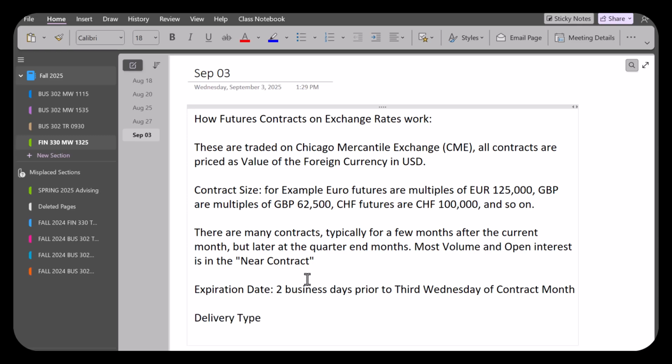Delivery type. Certain contracts are non-deliverable. Basically, profits or losses are calculated using some sort of reference index, but exchange rate contracts are deliverable.